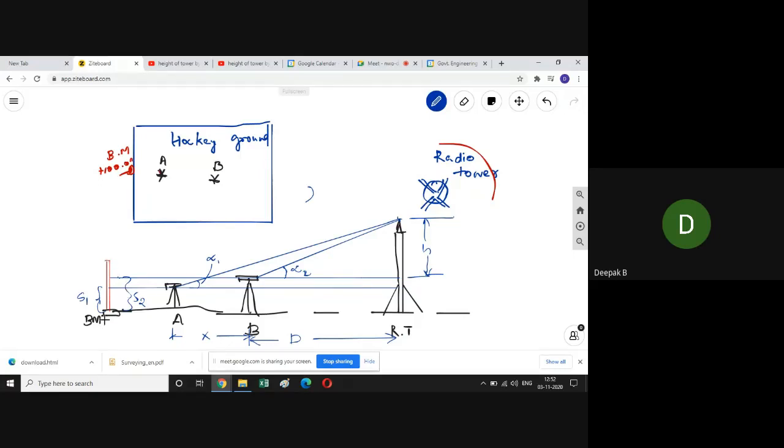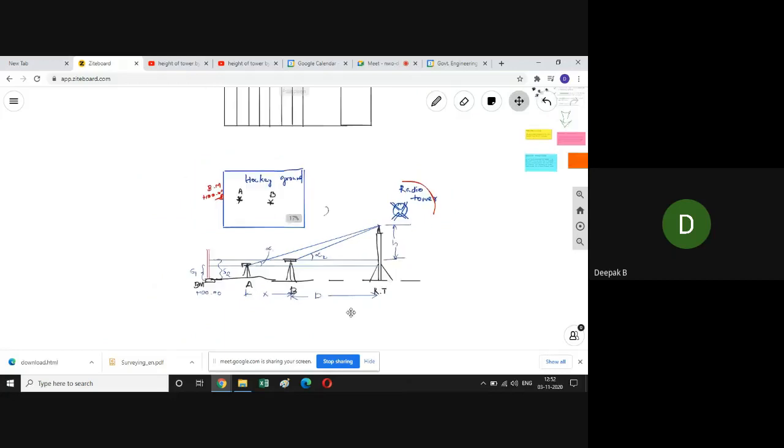That is kept here at the benchmark. Benchmark is 100.000. So this will be your benchmark, this will be your height. This S2 can also be taken because you can just directly sight to the leveling staff and S2 will be known. So after that we'll move on to the calculation.